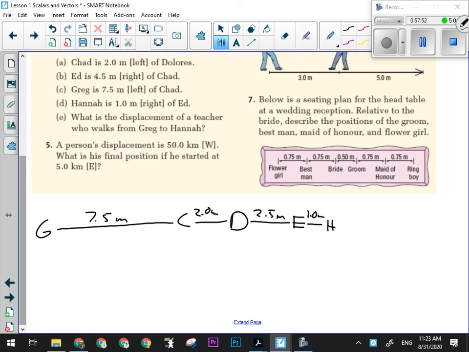If I want to find the displacement of a teacher who walks from Greg to Hannah, the other way, it's going to be 7.5, 9.5, 12, 13 meters. Right. Okay, because displacement is a vector quantity.